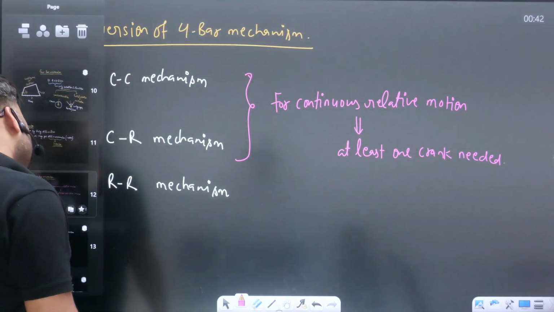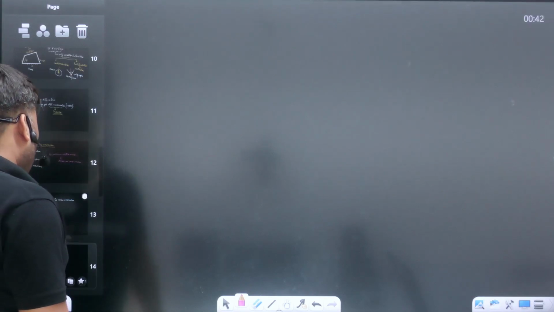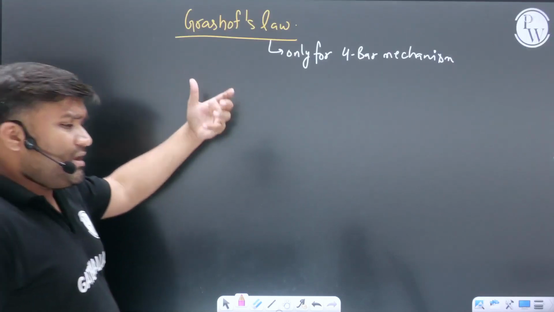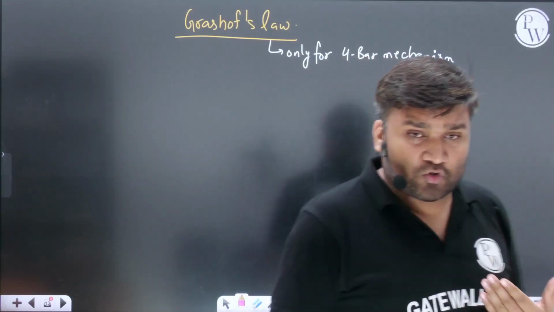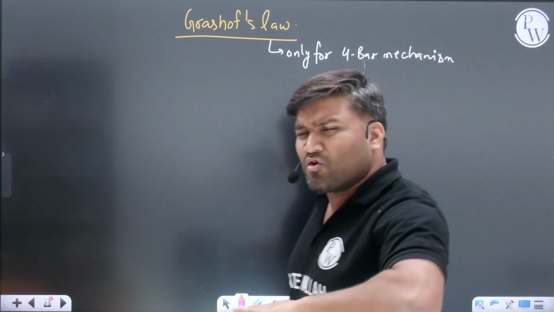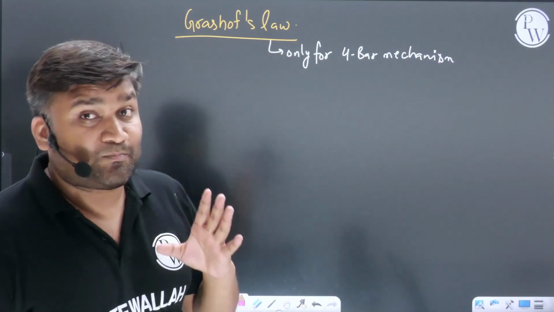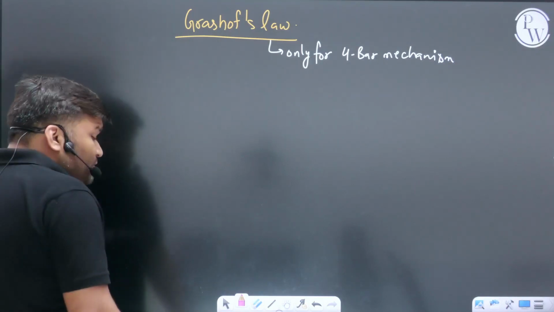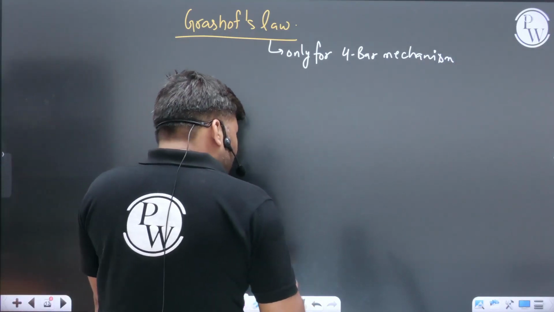These are the 3 possible inversions which 4 bar mechanism can have. Now, how do we decide that when you are going to get crank rocker, when you are going to get rocker rocker, when you are going to get double crank? Examinations में क्वेश्चंस पूछे जाते हैं बेटा. Grashoff's law, first of all, this is only for 4-bar mechanism, as I have already mentioned.